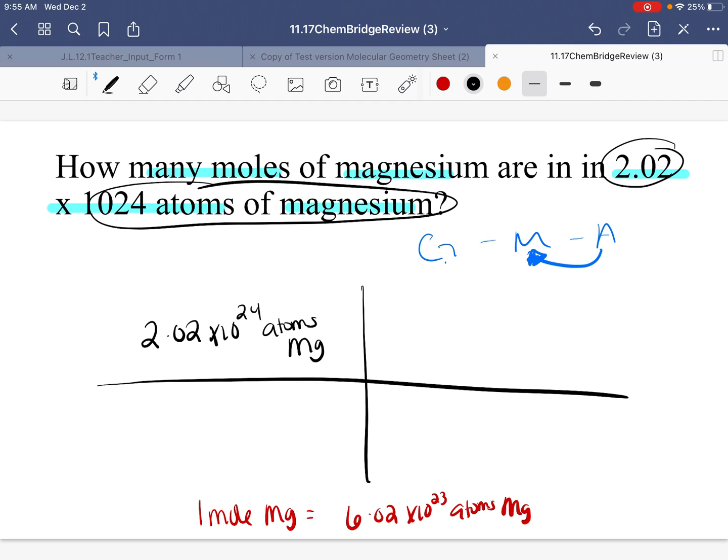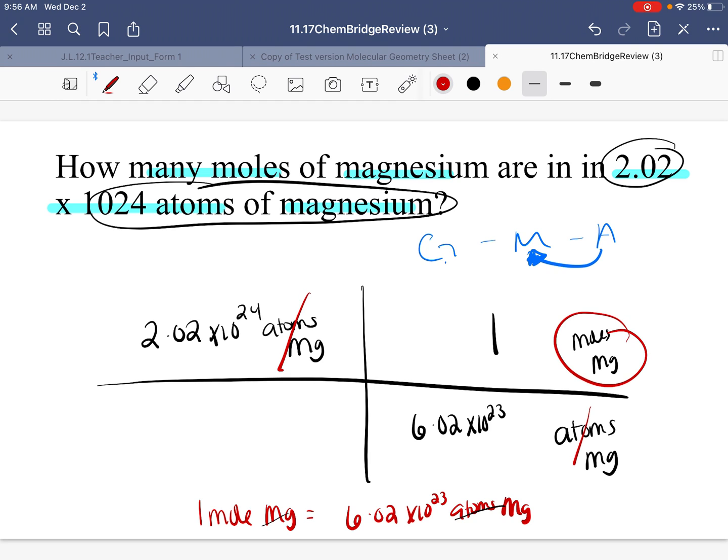So here I have atoms of magnesium. Down here, I'm going to need atoms of magnesium so they can cancel out. And then I'm looking for moles of magnesium, right? That will go on the top. So that one cancels, that one cancels. We're good to go. I just plug in the numbers: 6.02 times 10 to the 23 and 1 mole of magnesium. To check my work, guys, cancel out your units. They cancel out. I'm left with moles of magnesium.